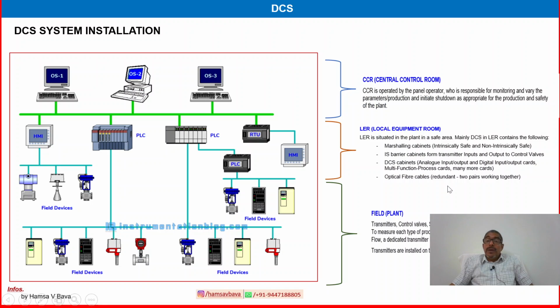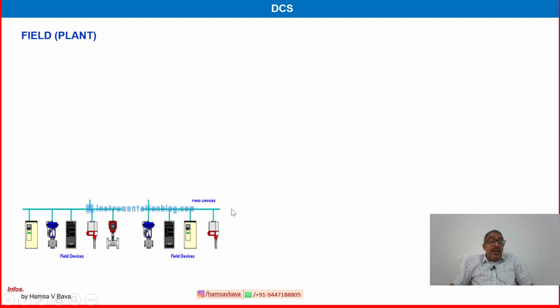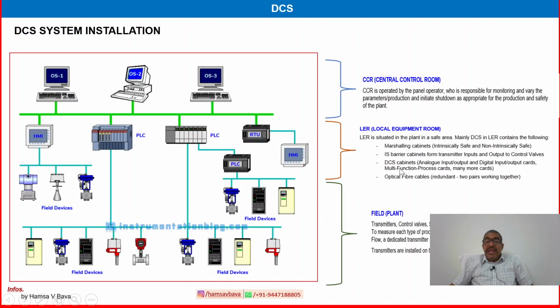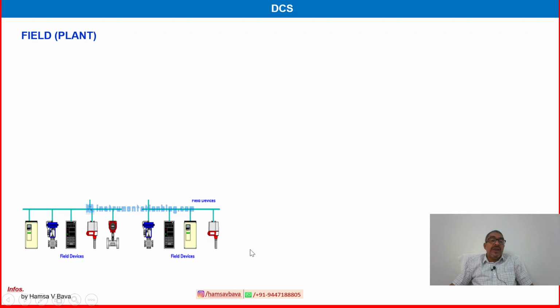CCR, central control room. CCR is operated by the panel operator who is responsible for monitoring and varying the parameters and production and initiating shutdown as appropriate for the production and the safety of the plant. So from this information you can see three categories, the three important parts in a DCS system: field instruments, LER instruments and central control room facility. We will have a detailed look at these three, with more information available. Let us discuss that one: field devices.